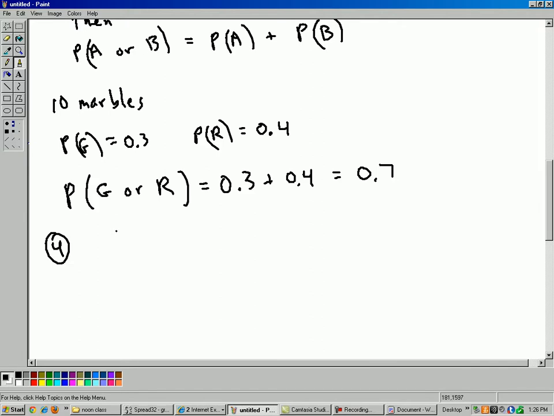Okay, rule 4. This says the sum of all probabilities is 1. You could call this the something must happen rule.